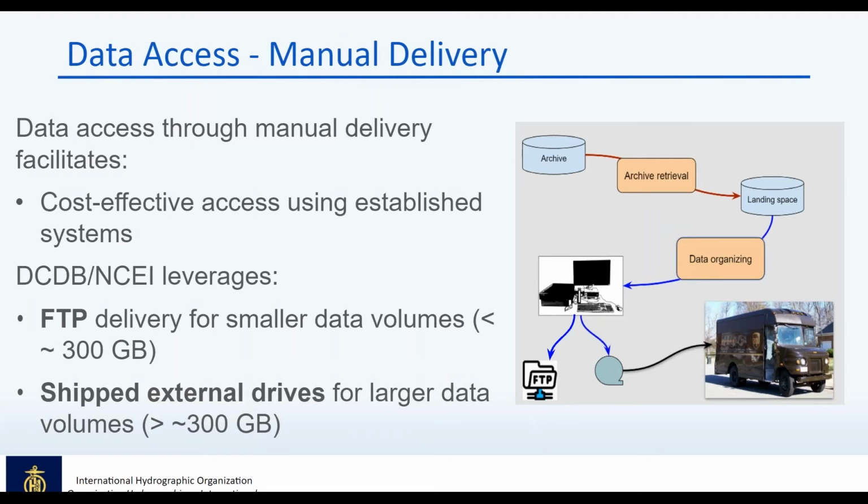Also, there are some limitations on our map viewer that'll just be there for the time being. This is especially the case if you're requesting very large volumes of data. But we're always here to help with manual deliveries if needed. Data access through manual delivery facilitates cost-effective access using established systems. We leverage FTP delivery for smaller data volumes, say less than 300 gigabytes, and we can ship customer-provided external hard drives for larger data volumes, more than 300 gigabytes.